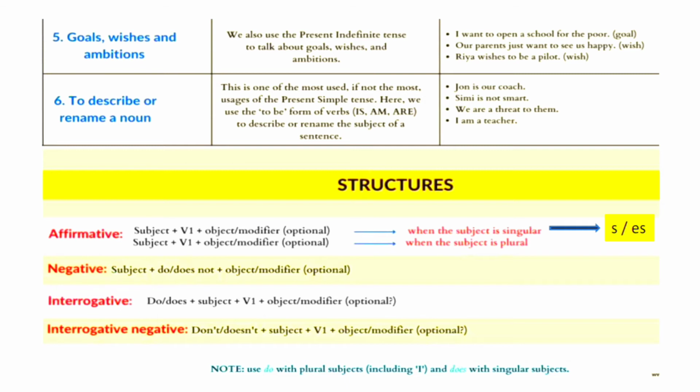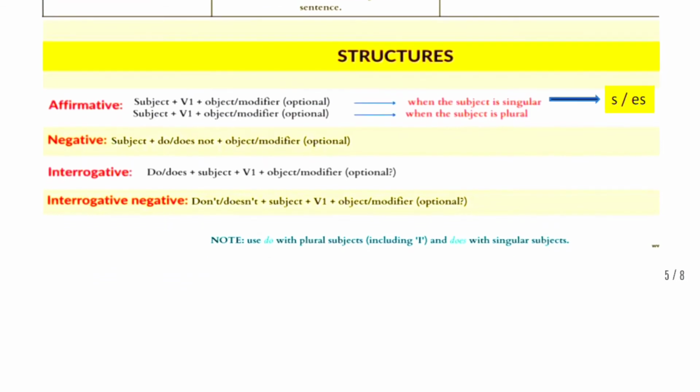There is given a structure and it will help in creating or making sentences. A lot of sentences you can make by structures. And first look at the structure. What is this? Subject, V1, and object, modifiers optional.